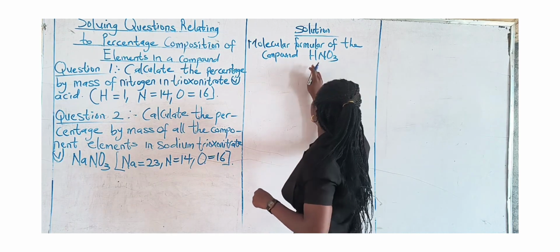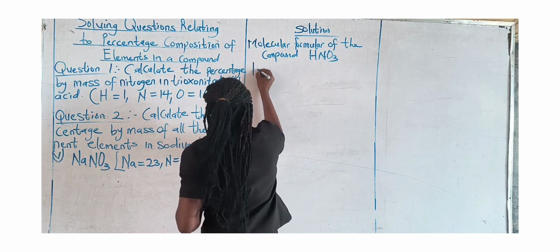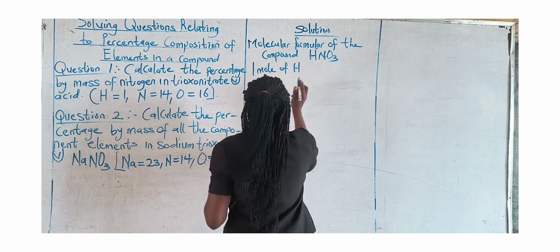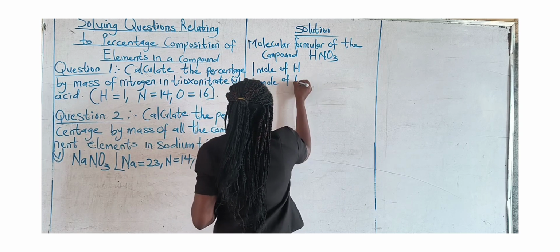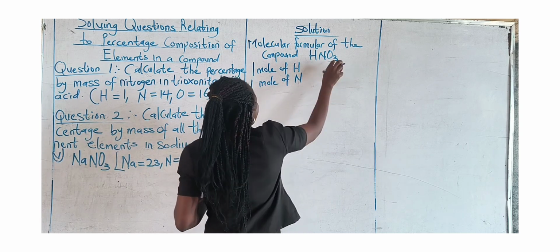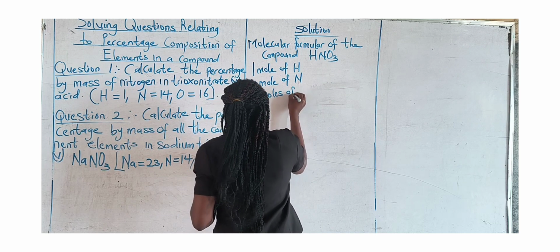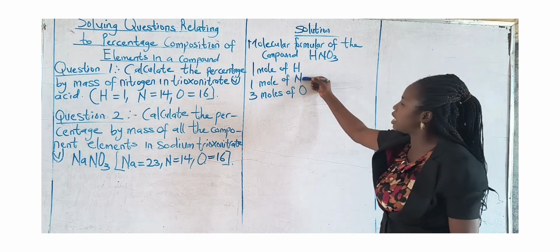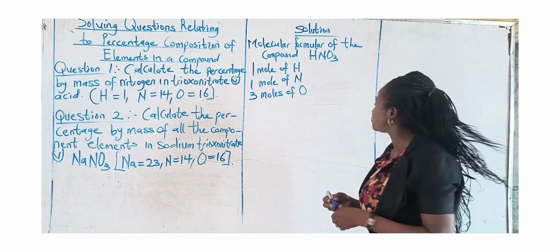in the compound. Now, how many moles of each element do we have? We have 1 mole of hydrogen. What do we have here? 1 mole of nitrogen. And we have 3 moles of oxygen. So H for hydrogen, N for nitrogen, and O for oxygen. Now, that makes it easier.